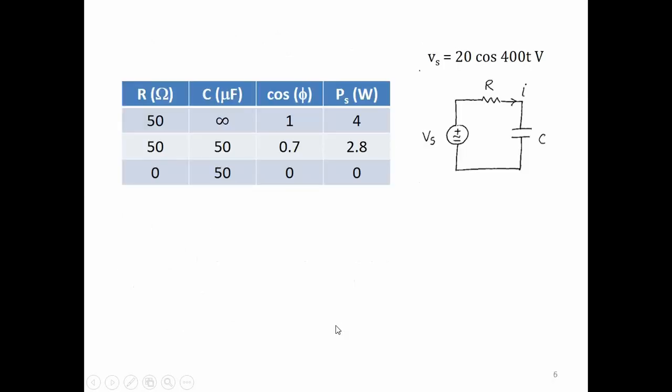Okay, so let's look at this a little quantitatively. So here is the same circuit, and I'm saying let Vs be 20 cos 400t volts, and I want to calculate the power supplied by Vs for different values of R and C. So I'm starting with an R of 50 ohms and a short circuit here, no capacitance, and by the way, no capacitance means an infinite capacitance.